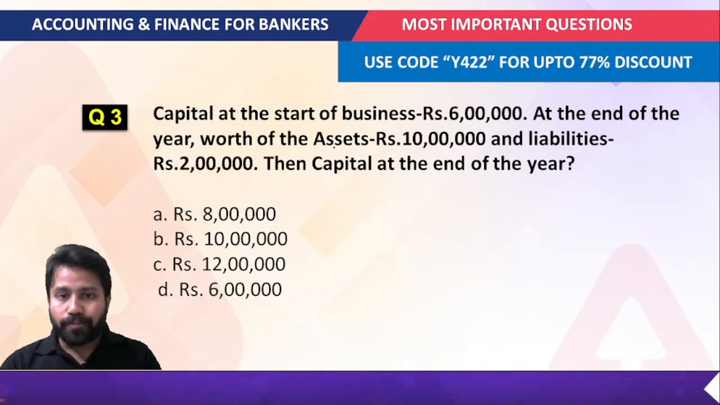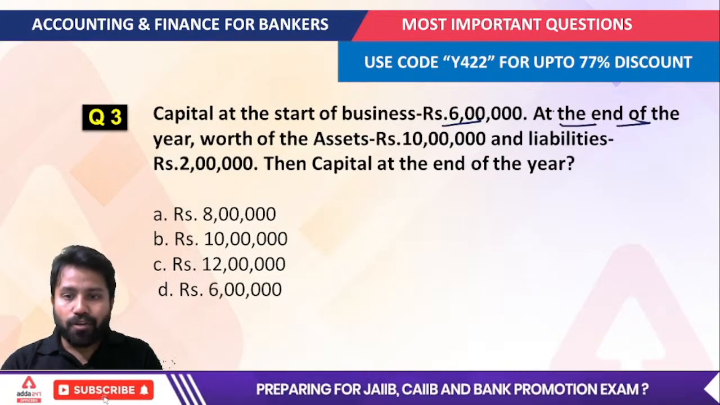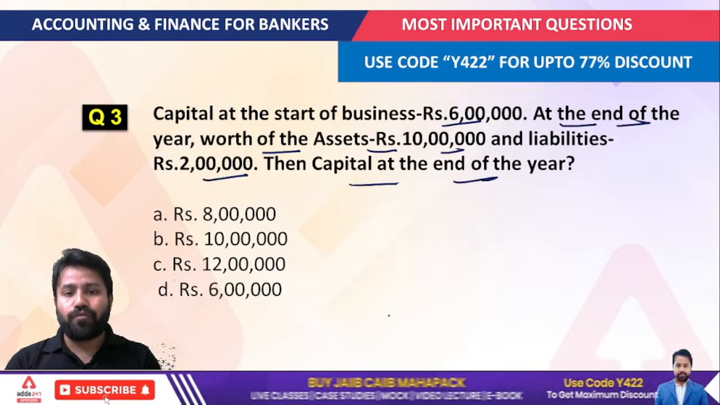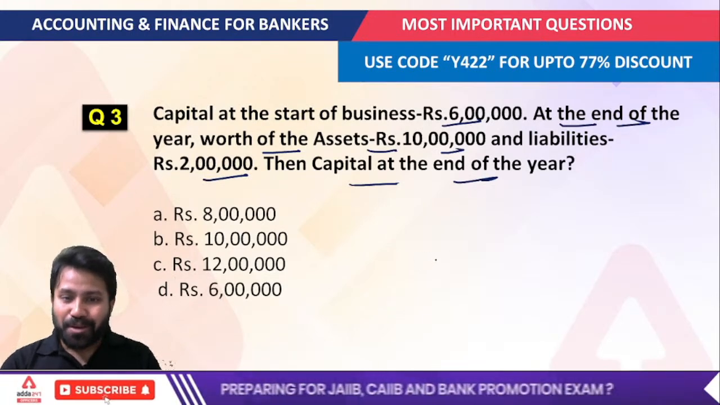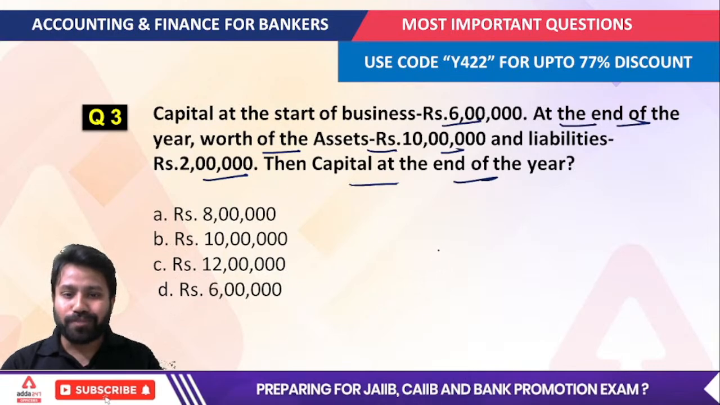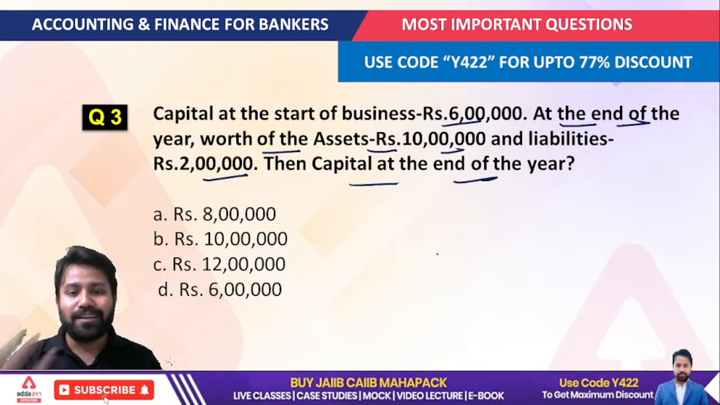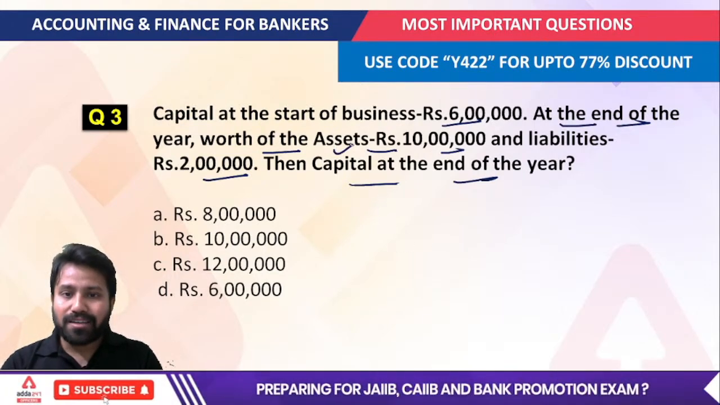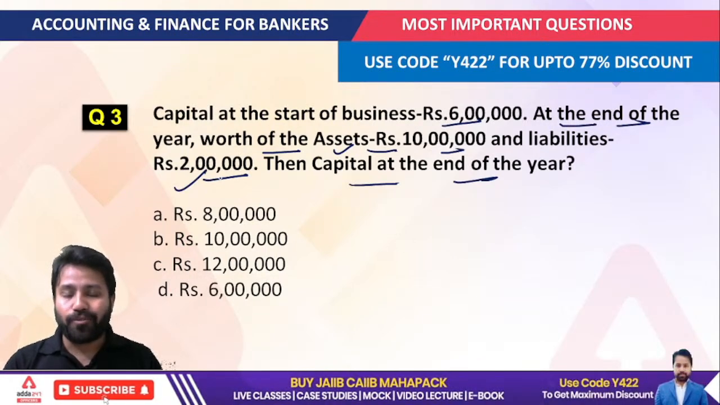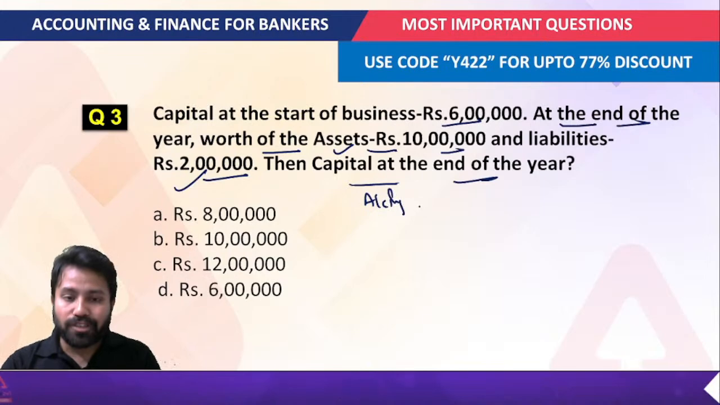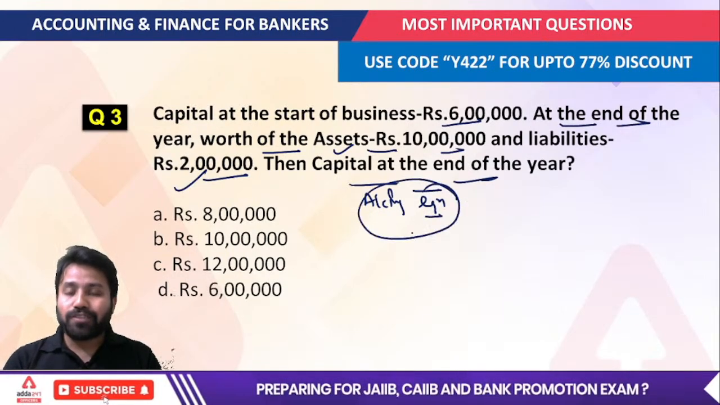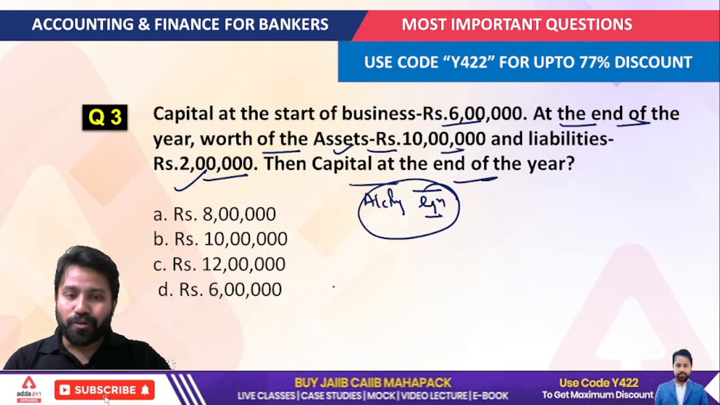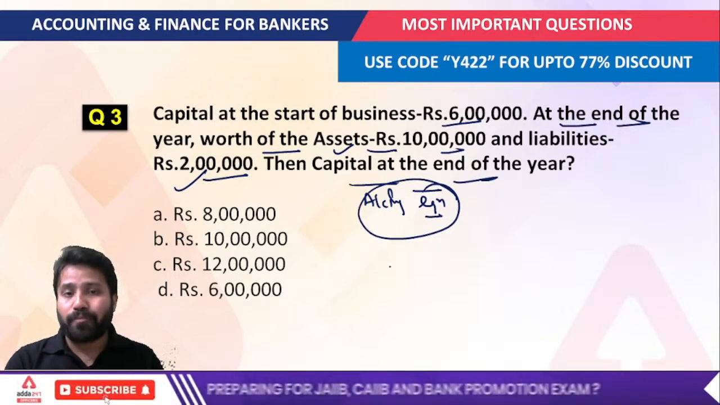Capital at the start of the business is given as 6 lakh. At the end of the year, the worth of the assets and the liabilities are given. Then what would be the capital at the end of the year? We have to calculate that. Whenever we talk about capital at the start of the business along with assets and liabilities, the important thing is that you have the assets and liabilities data. And whenever we talk about the accounting equation, you have to understand this when we prepare the balance sheet, that is, when we prepare the final accounts.